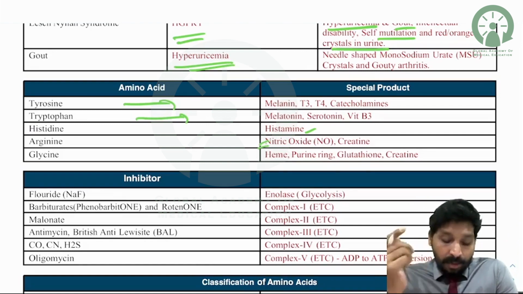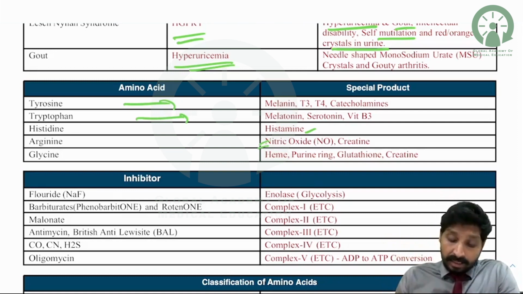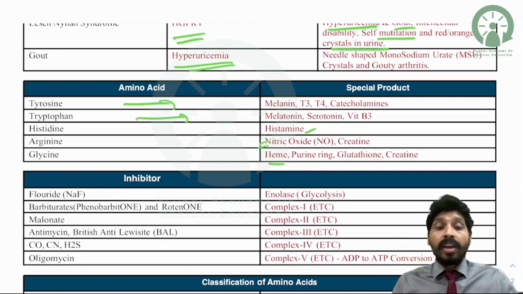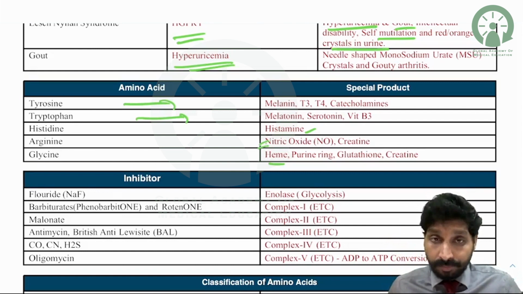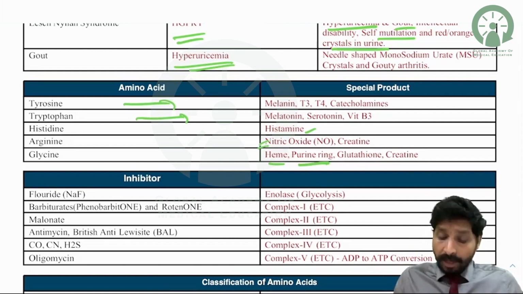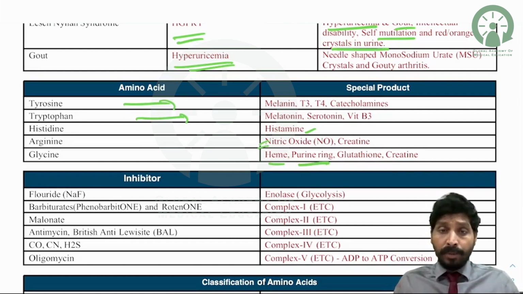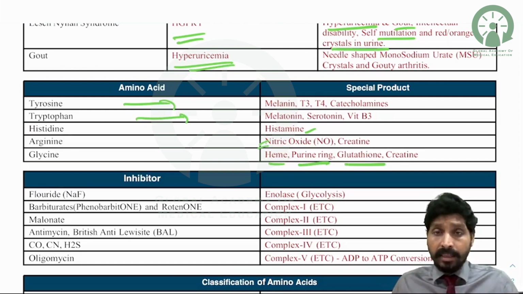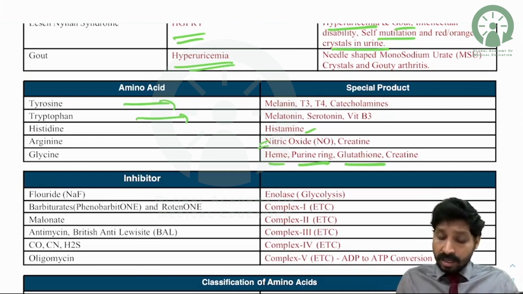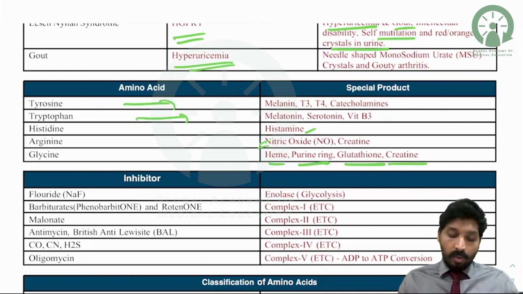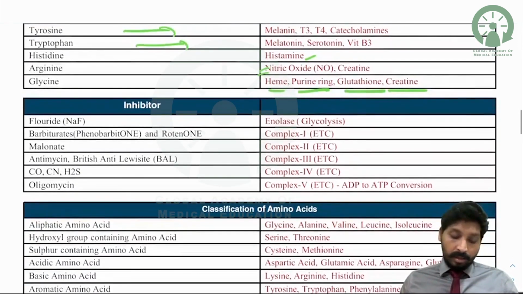Again, the important products synthesized from glycine: heme. Yes, along with succinyl CoA, glycine is involved in making heme. Purine ring, the whole molecule of glycine is incorporated in the purine ring. Glutathione is a tripeptide, gamma glutamyl cysteine glycine, which is a membrane antioxidant. Creatine, as I just discussed, along with methionine and arginine, glycine is involved in making creatine. Now, inhibitors of the electron transport chain.